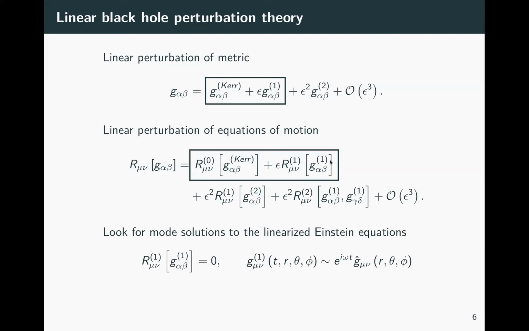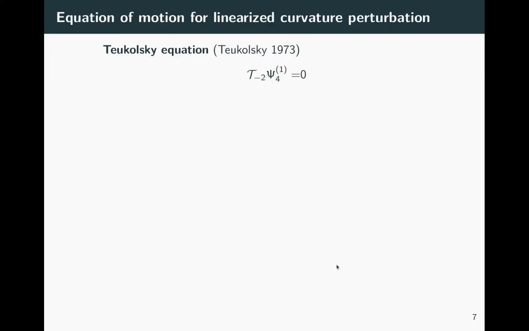And the QNMs are the mode solutions to the linearized Einstein equations. You take your linearized metric and you decompose it in terms of modes. The background is invariant under time shift, so you can always do this mode decomposition. It's very convenient. Of course, in the literature, for those who know, it's much more common to study a scalar wave equation instead. It's called the Teukolsky equation.